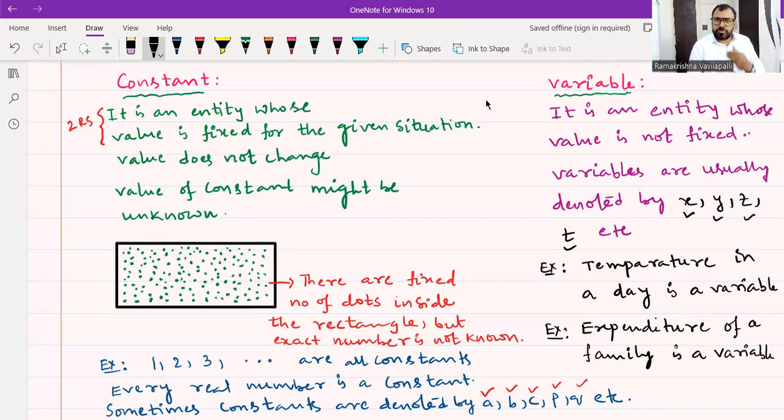Or if you take time to time in a day, in the first hour, second hour, third hour, that expenditure of a family is a variable. So a variable is nothing but something that keeps on changing its value. Its value is not at all constant. If the value is fixed, then it is a constant. If the value is not fixed, then it is a variable. Now, what will happen if we mix constant and variable? If there is an operation between constant and variable, then what do we call it?